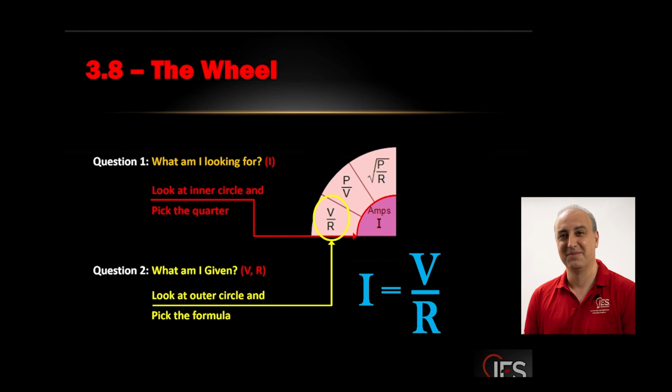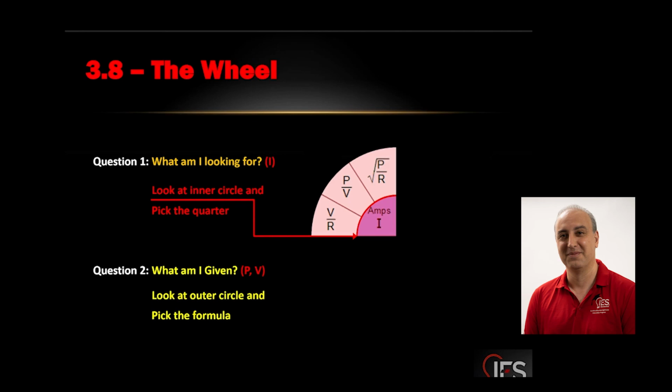Let's do another one. Let's say I'm still looking for I, and I'm given power and voltage. So when I look at the quarter, I'm looking for I, so that's my quarter. Which formula do I use? I'm looking for P and V, the middle one, right? So that gives it to me.